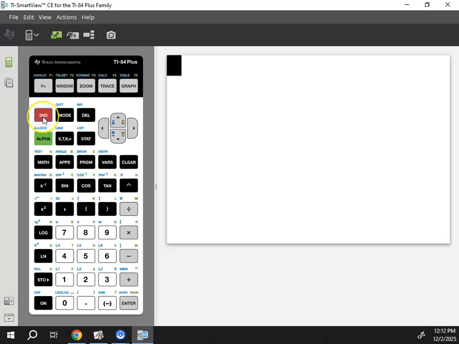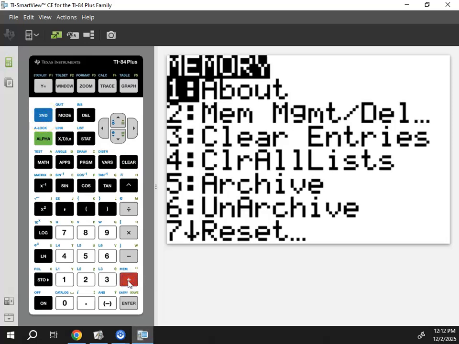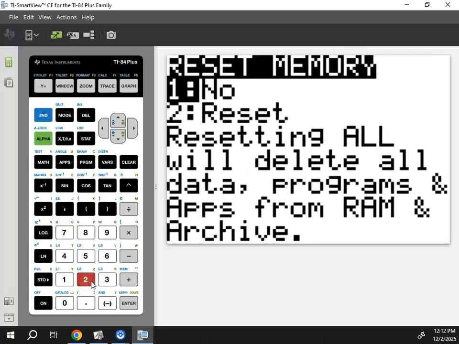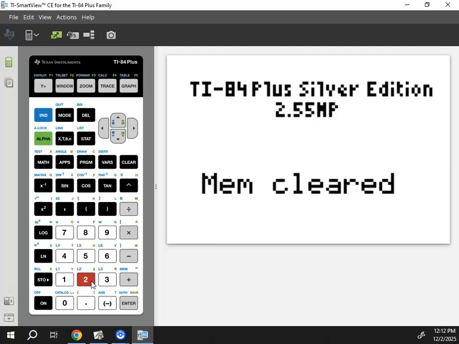So it's second, plus, 7, right, 1, 2. And you don't have to worry about what it says. Yours might take a second before it says mem cleared, and then your memory's cleared.